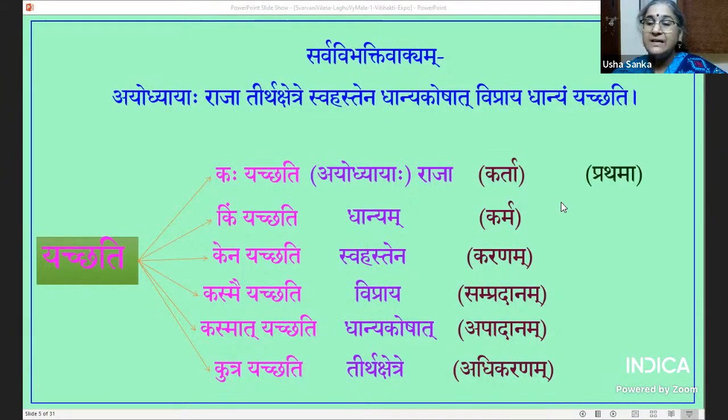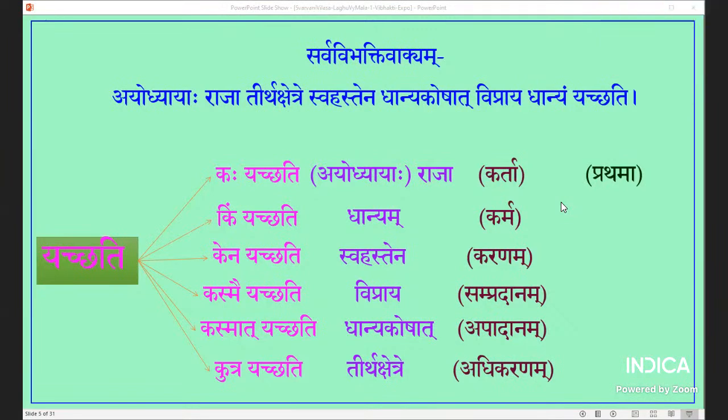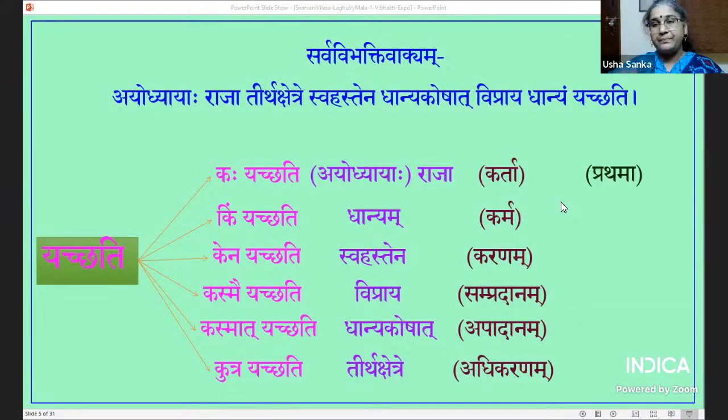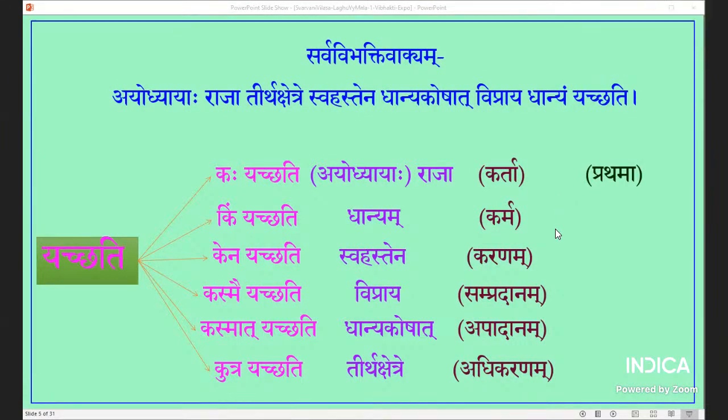So these are all put in, like, in which Vibhakti do you see Raja? If you all understand, Raja is Rajan, Prathama Vibhakti. What about Dhanyam? Dhanyam, Tritiya Vibhakti.